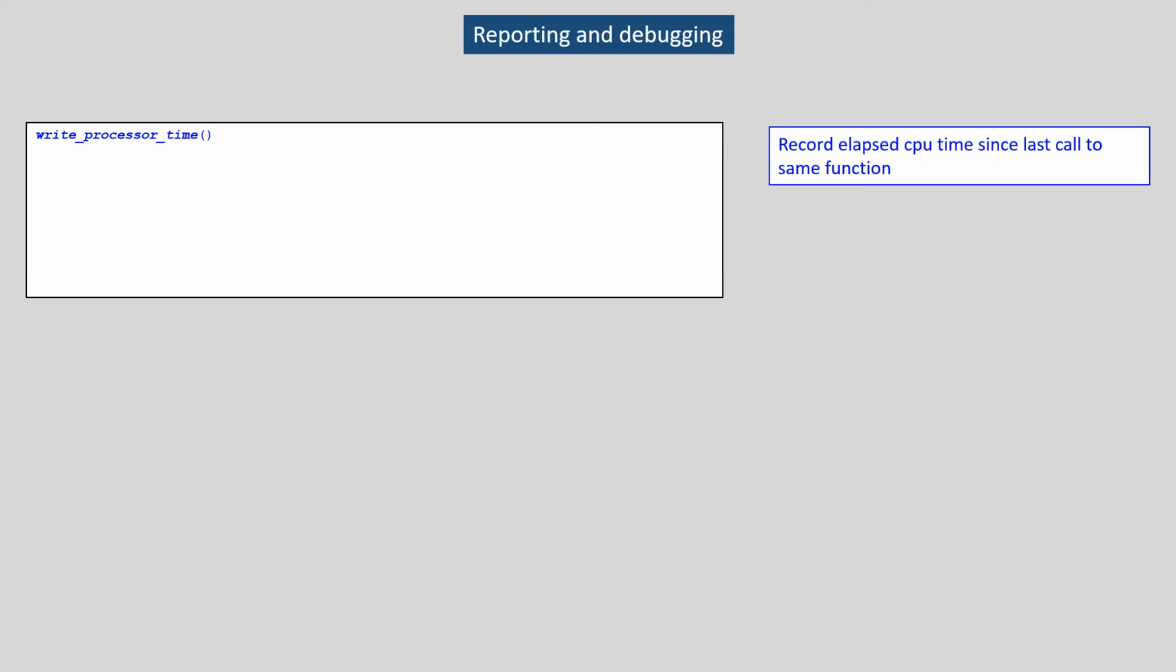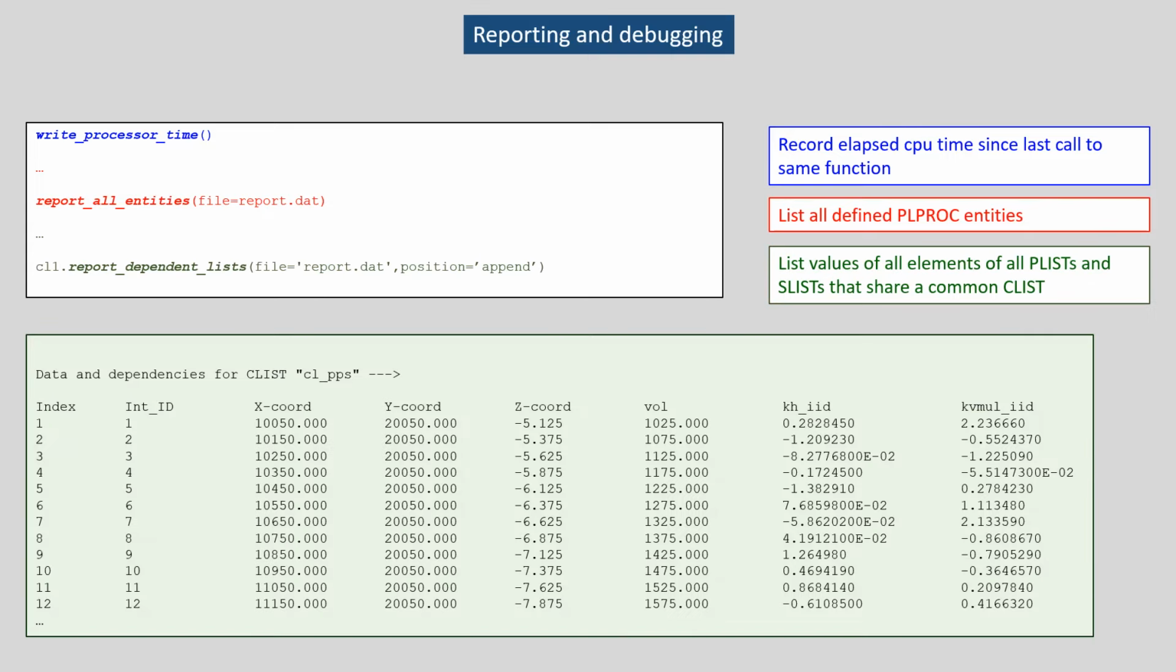Because PLPROC does a lot of complicated things, there's ample room for user error. So PLPROC provides primitive reporting and debugging functionality. PLPROC can record the time it takes for operations. It can write files in which it reports the existence of all created entities, and files that can contain values associated with those entities. So you can make sure that it's doing what you expect it to do.